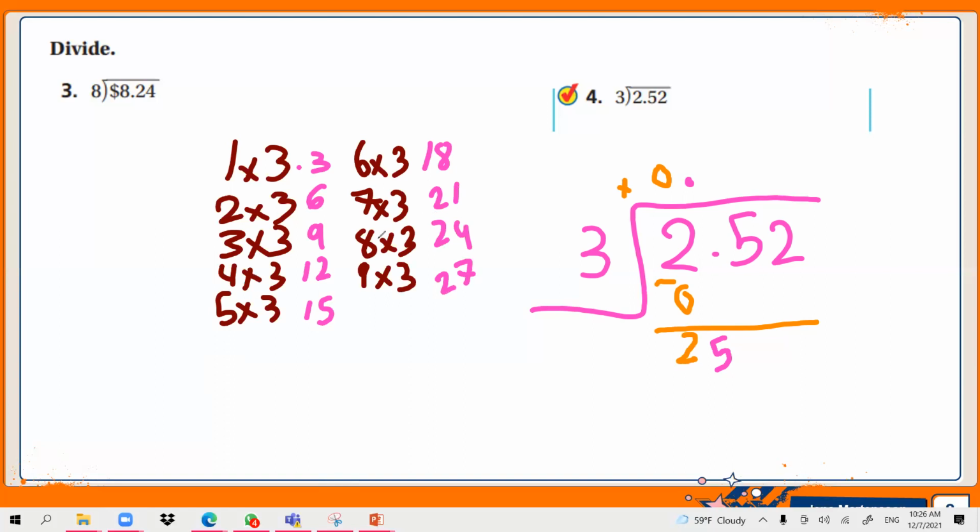Then you will ask yourself, what is 25? 25 is between 24 and 27. Here is 25. Now, what is the number that is less than 25? Is it 24 or 27? It is 24. So then I will ask, what is the number that I multiply by 3 to get 24? I saw that it is 8. So I will write 8 here.